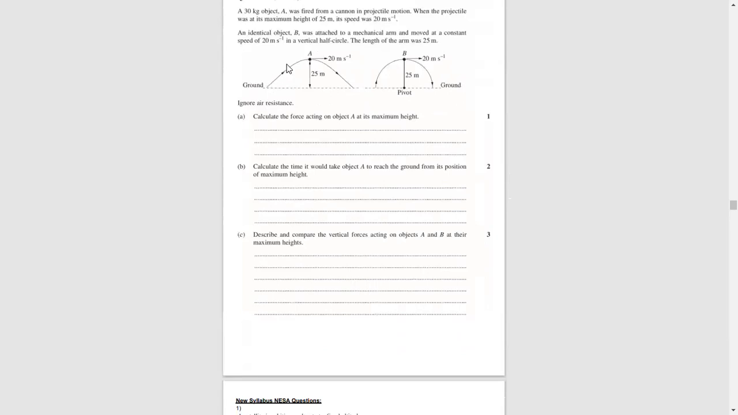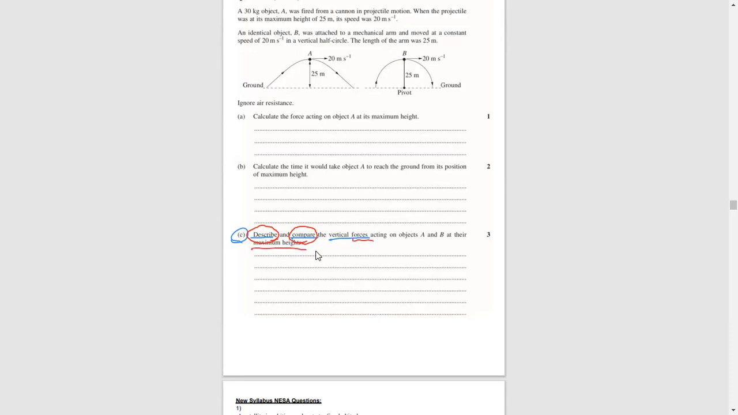This is a question comparing projectile motion and circular motion, it appears. You shouldn't have too much trouble with that. Just make sure when you're looking at question C, when it asks you to describe and compare forces, that you actually do describe them both separately and compare, which means provide similarities and differences of the forces at max height.